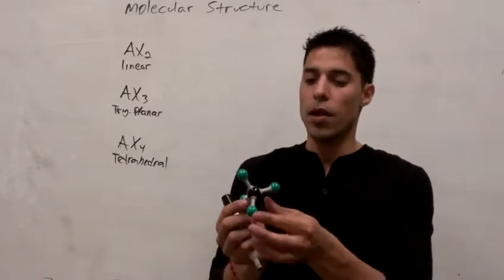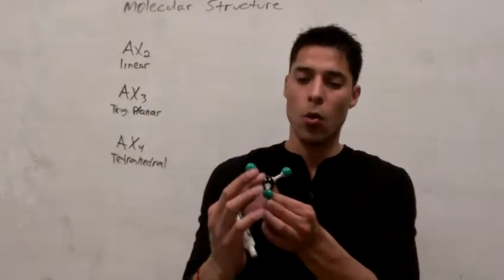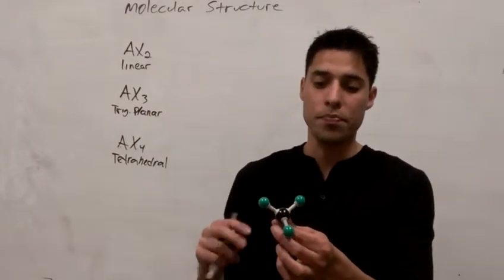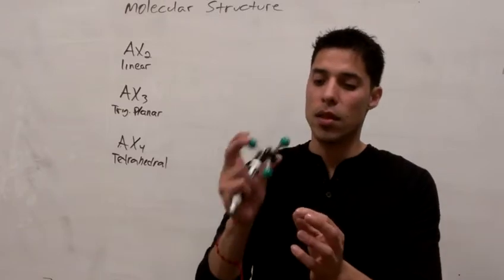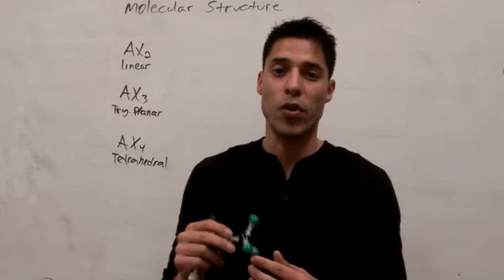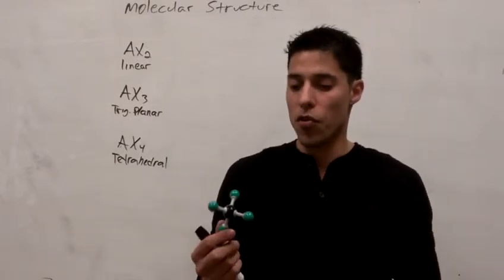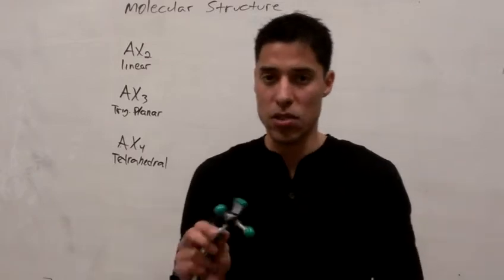tetrahedral. Now, the bond angle it forms, if we look here, we have two on the plane, one going at you, one going away from you. This is the furthest they can be from each other. They're going to be forming a 109.5 degree bond angle between each of these atoms here. So 109.5 for the AX4 configuration of tetrahedral.